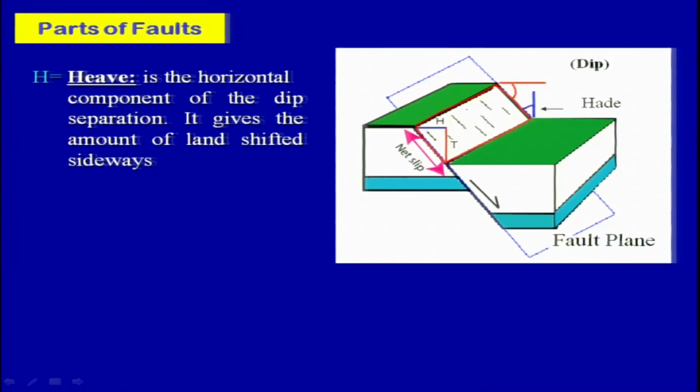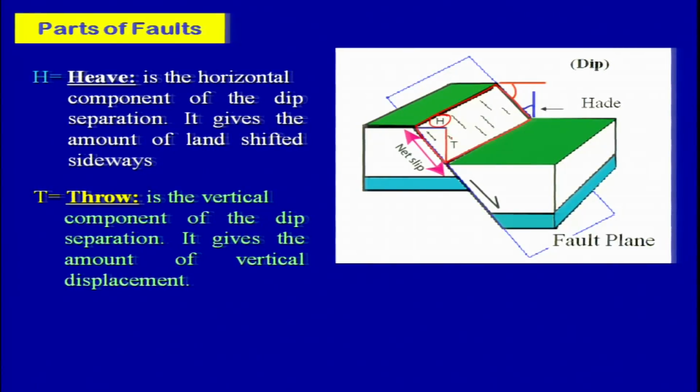Based on the two units, or maybe the surface offset, you can talk about the net slip, you can talk about the heave, okay, that is H, which is termed as the horizontal component of the dip separation. It gives the amount of land shifted sideways. Then we have throw, how much the land has vertically moved. So throw is the vertical component of the dip separation. It gives the amount of vertical displacement.